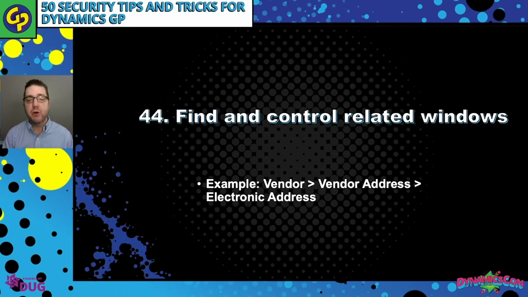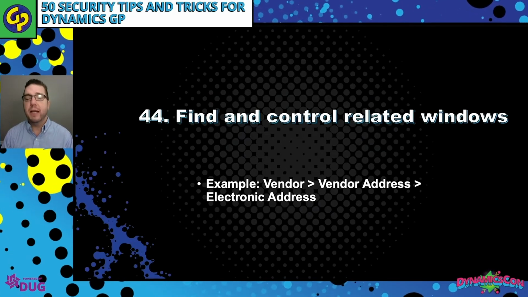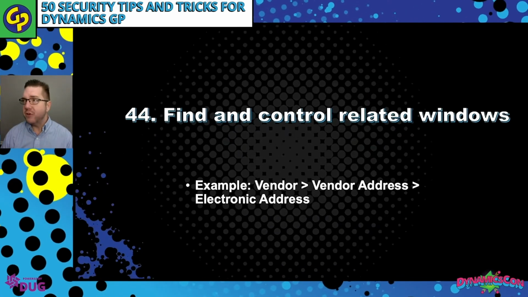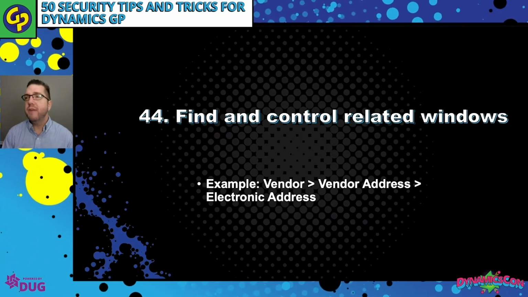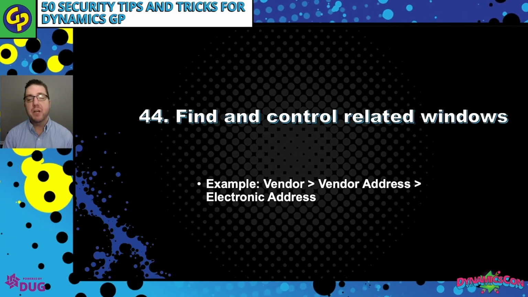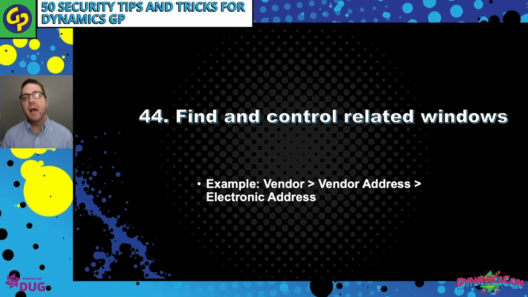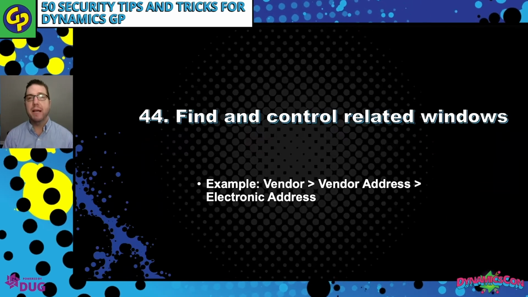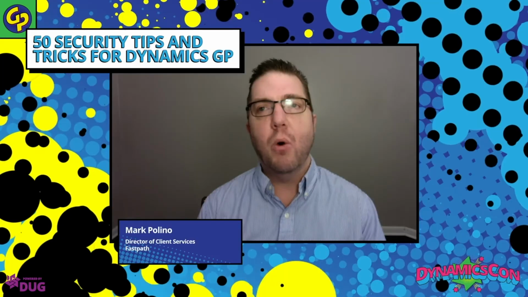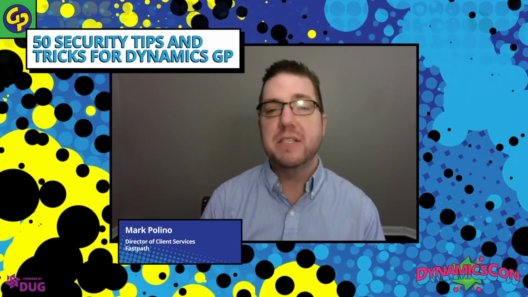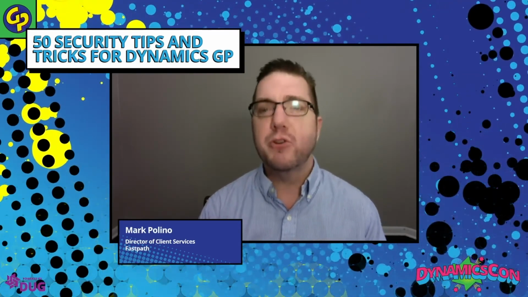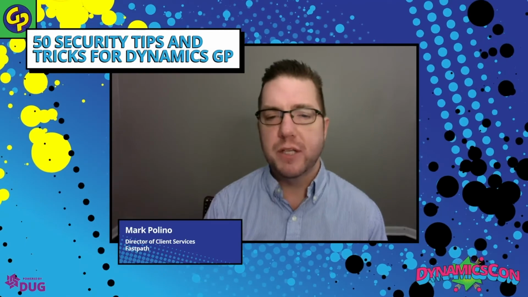44, as we roll toward the end here, find and control related windows. So as you're thinking about security, don't just think about windows, think about something like vendor. In the vendor window, you can access vendor addresses and electronic addresses. Those windows are available other ways as well. So maybe I've restricted the vendor window, but someone could still go in a different way and go to the vendor address window. And while I may not be able to change the vendor, I could change the address and send those checks to my house. Or I could change the electronic banking pieces and send those electronic payments to my brother-in-law, that sort of thing. So you want to make sure you're also restricting related windows as you look at security.